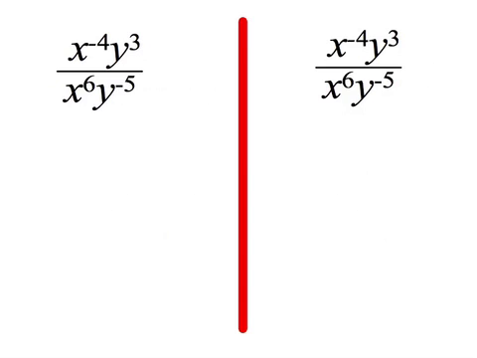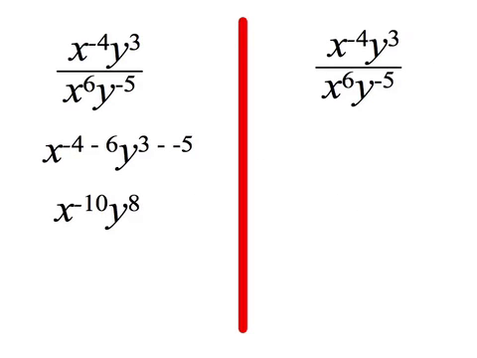So now here's an expression written twice, and we're going to do it two different ways. The expression is x to the negative fourth power times y to the third power over x to the sixth power times y to the negative fifth power. Now the first way we're going to do it is to just apply our rule of the quotient of two powers with equal bases. So for the x we have negative 4 take away 6, and for the y we have 3 take away negative 5. Well, subtracting negatives is a bit confusing, but if you know what you're doing, you get x to the negative 10th times y to the 8th.